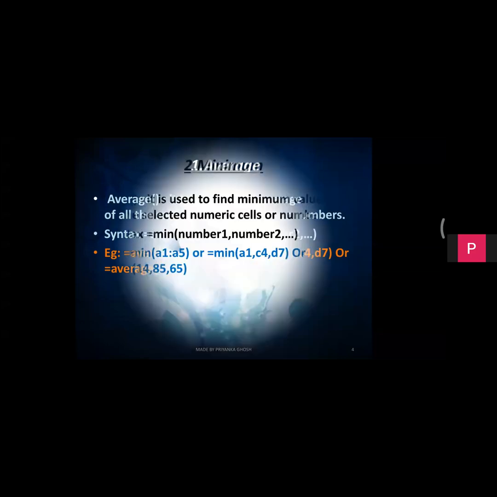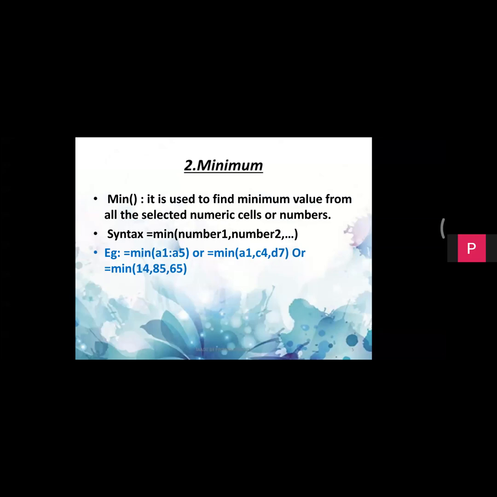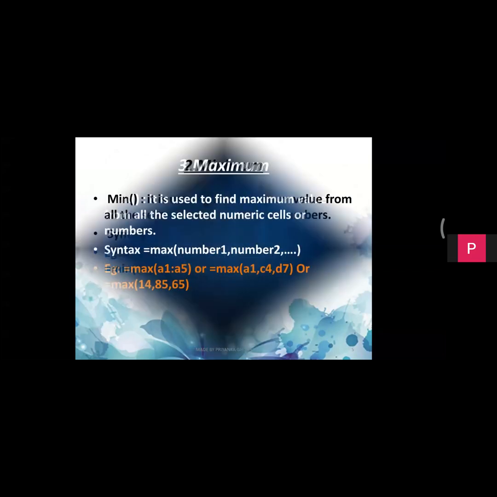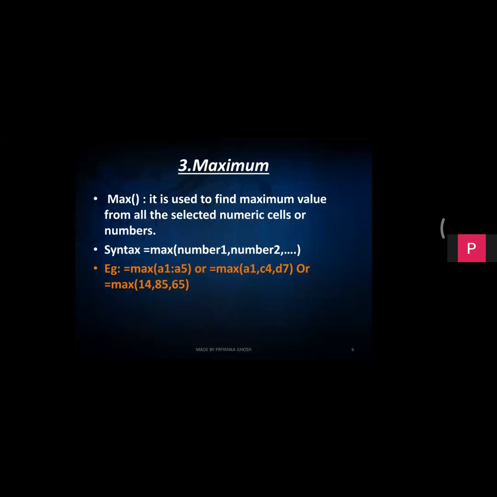The next is the minimum. As we have studied all these basic things from our school level and also in college level, minimum is used to find the minimum value from all the selected numerical set. For example, is equal to minimum 14, 85, 65. Among these, what is the minimum? 14. Next topic is maximum. It is used to find the maximum value from all the selected numerical set. Just like minimum, is equal to maximum bracket 14, 85, 65. Among these three, the maximum is 85.